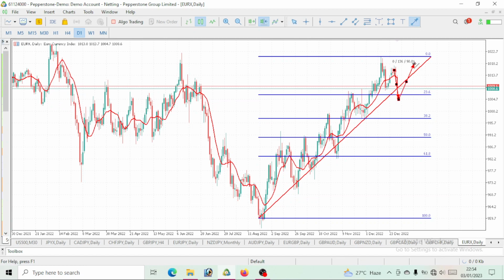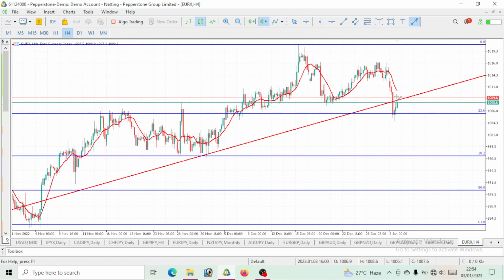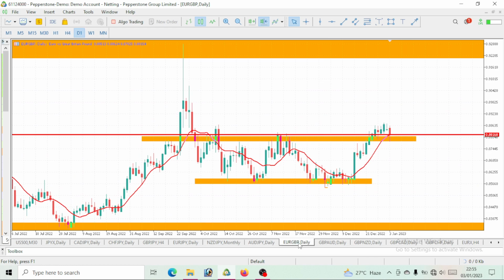What do we now expect next? Of course, we will be expecting a further bullish move. You can clearly see it on the forward time frame. We should be expecting an uptrend move. So if this euro index is going to give us that bullish move, then I expect this Euro GBP to push up.